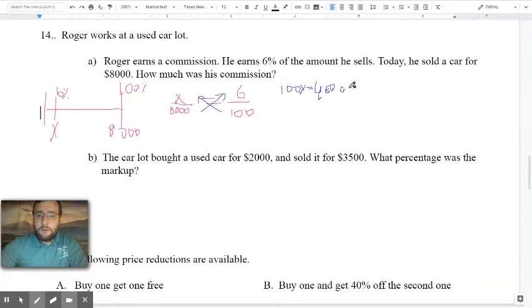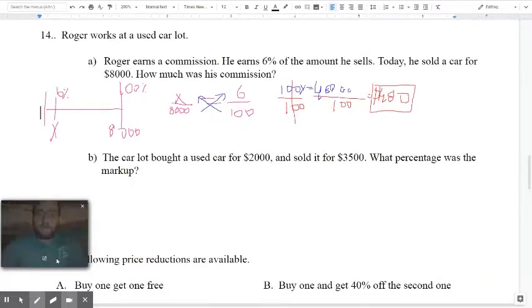All right. And then when you divide that by 100, because I have to divide both sides by 100 in order to cancel out the 100, the 100 goes away. And then when I do 48,000 divided by 100, I just end up with $480. And that's going to be his commission, which makes kind of sense. It's a little fraction of the total, so 480, final answer.